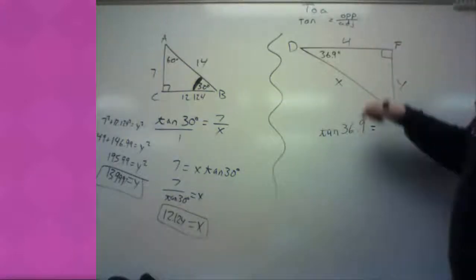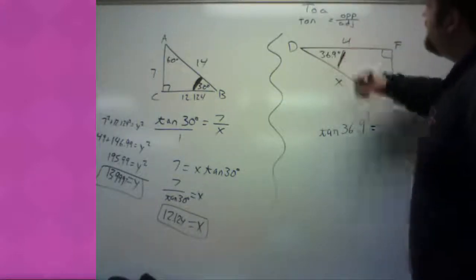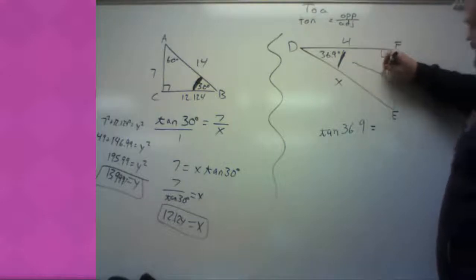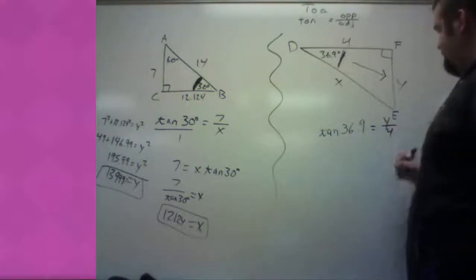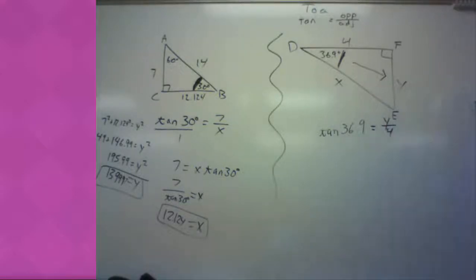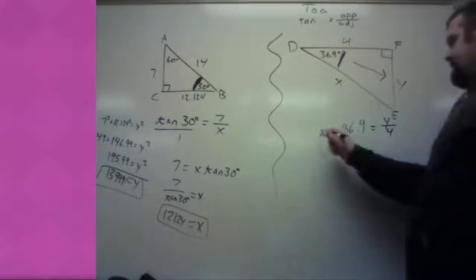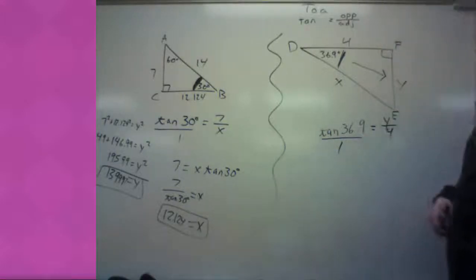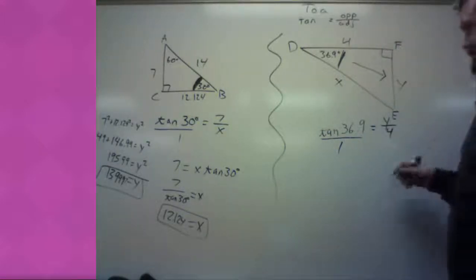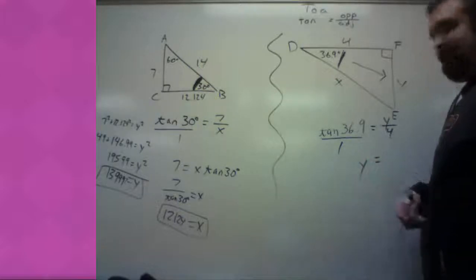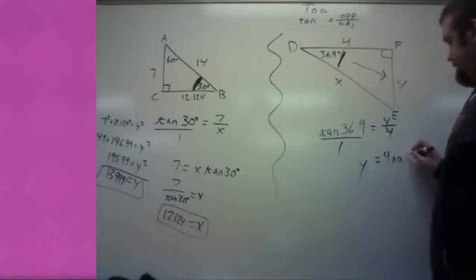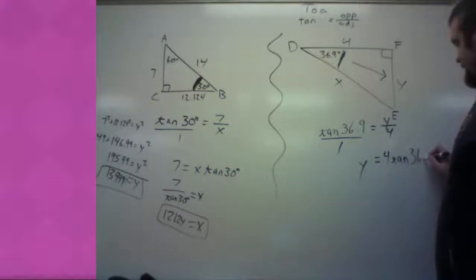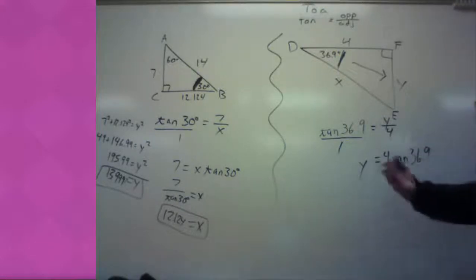Now, this is the angle I'm referring to. So, the angle across from it is y, and y goes on top. The side adjacent is 4, 4 goes on bottom. Solve for y. Well, again, I don't know what to do here necessarily, but it's a proportion. Cross multiply, 1 times y, y. 4 times tangent of 36.9. And at this point, calculator time.